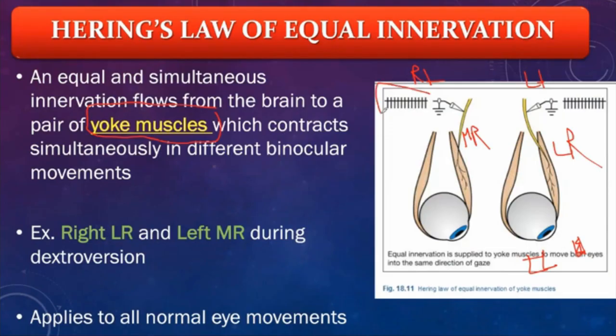So the same innervation comes to the right medial rectus and to the left lateral rectus simultaneously. The brain innervates both muscles by the same amount so that they will contract by the same amount to move both eyes in the same direction. And this applies to all normal eye movements.